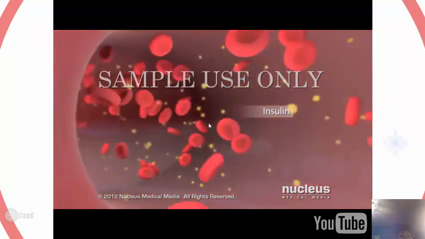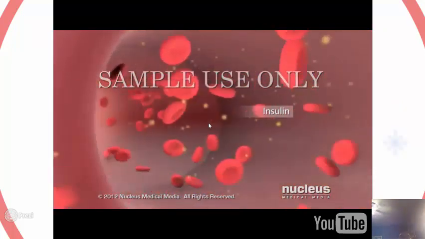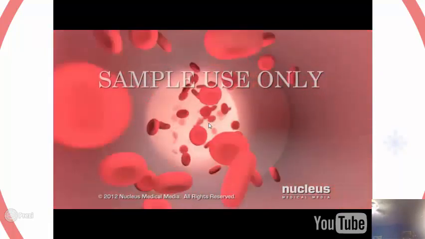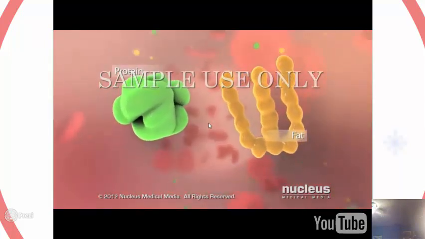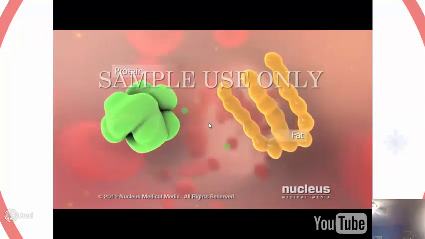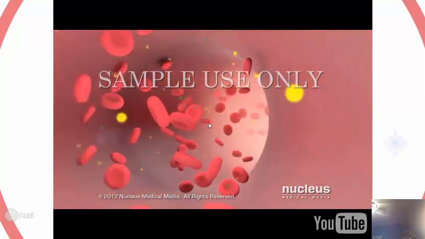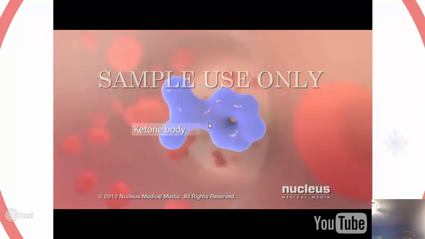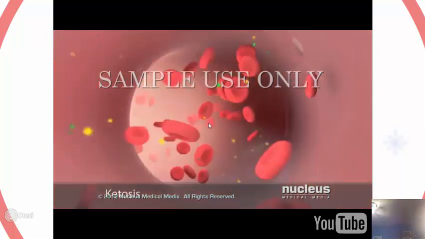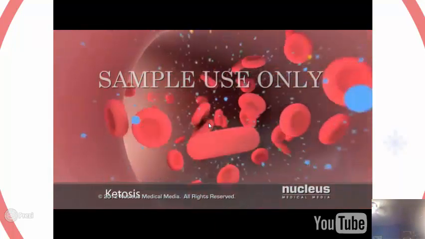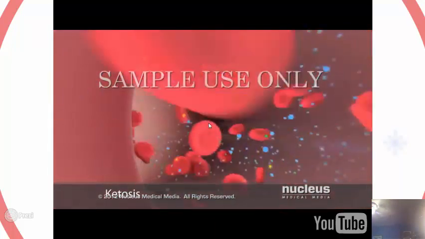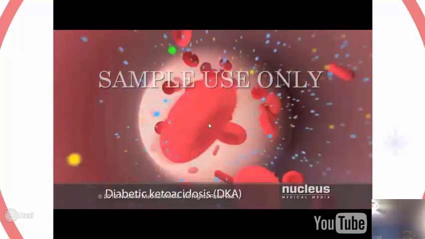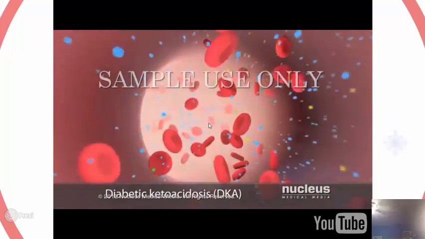Because you no longer have enough insulin circulating in your blood, your cells can't get the glucose they need to produce energy. As a result, your body turns to fats and proteins as an alternative source of energy. During the fat breakdown process, certain byproducts, known as ketone bodies, accumulate in your blood, resulting in a condition called ketosis. If ketones build up to dangerously high levels in your bloodstream, you may develop diabetic ketoacidosis, or DKA, which can lead to coma and death.